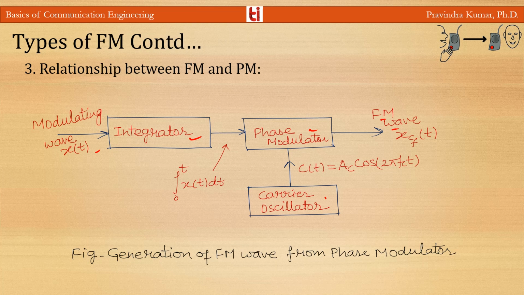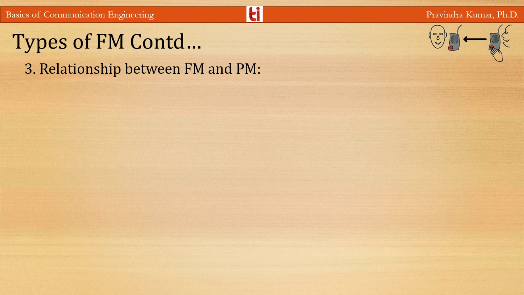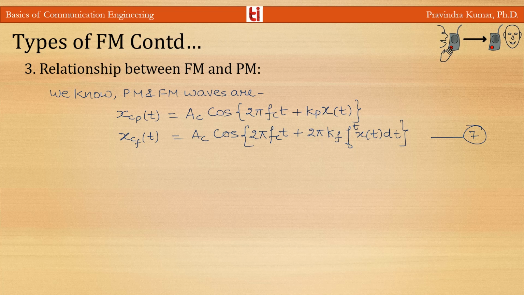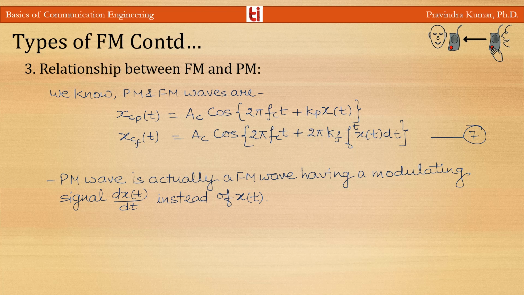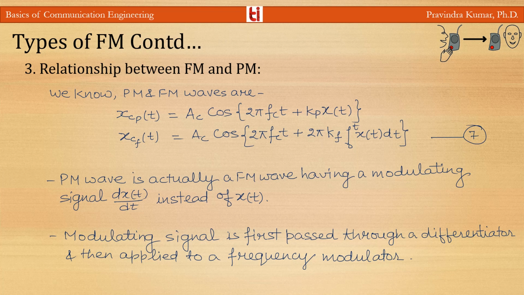And this is the carrier oscillator that will generate the carrier A_c cos 2πf_ct. And similarly, we know these two equations for PM and FM wave, and from these two equations we can also say that the PM wave is actually an FM wave having modulating signal dx/dt instead of x(t). So the modulating signal is first passed through the differentiator and then applied to the frequency modulator.